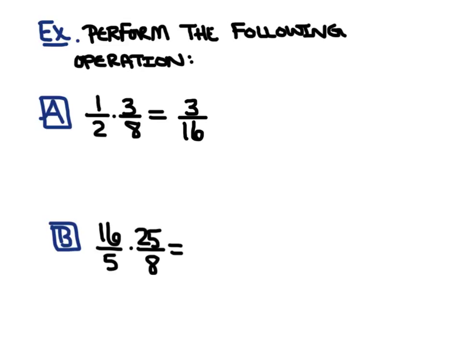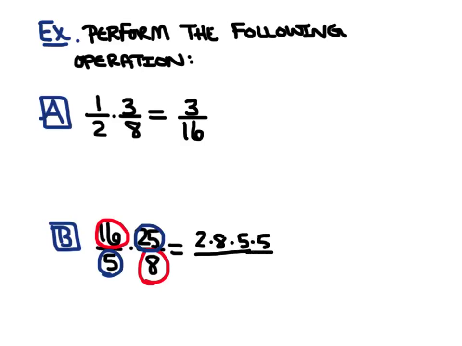In this second example, I have 16/5 times 25/8, and before you actually execute the multiplication, a nice trick is to look at where we have common factors. So I notice that 16 and 8 have a common factor, and I notice that 5 and 25 have a common factor. So I can rewrite 16 as 2 times 8, and then I can rewrite 25 as 5 times 5, and then in the denominator you just have 5 times 8.